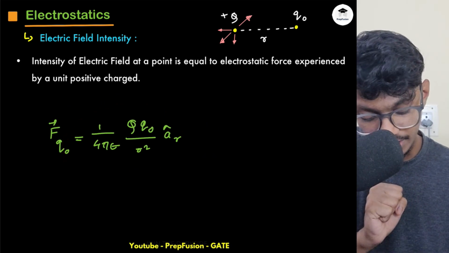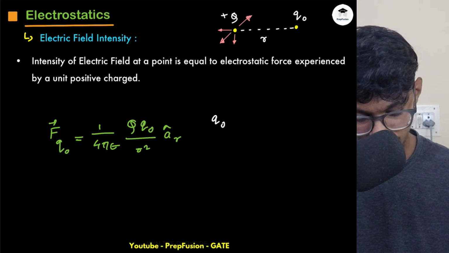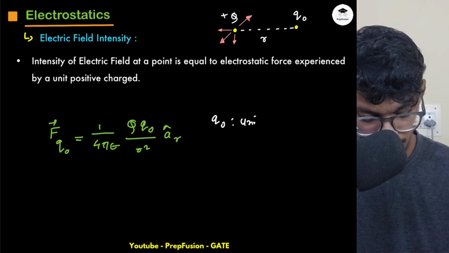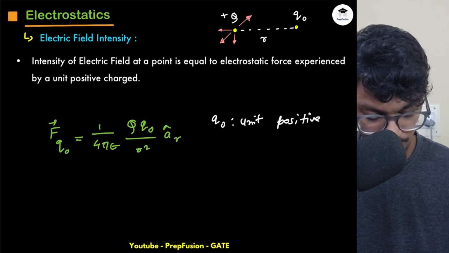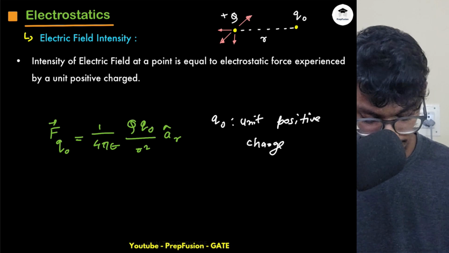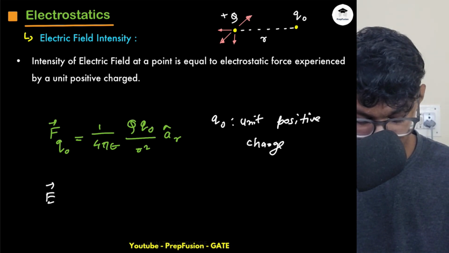Now what is electric field intensity? Here q naught is actually a unit positive charge, we already know. Okay, so what will be my electric field intensity?